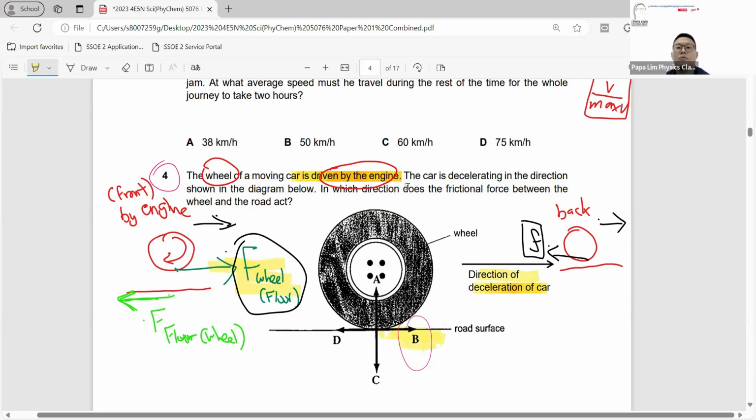So students, you have to take note of these two types of particular location. That's why some students will ask, how come on a certain question the friction is on the opposite direction, and on another question the friction is in the same direction as the travel? The important thing is to differentiate which wheel we are looking at, whether it's a front wheel driven by the engine or the wheel not driven by the engine.